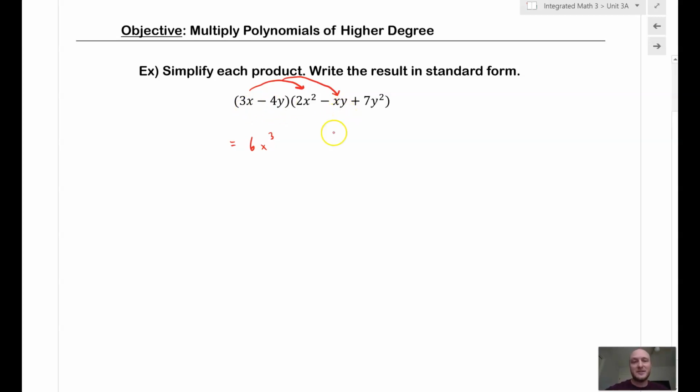3x times negative xy. That's going to be, so again, coefficient's 1. 3 times negative 1 is negative 3. x goes with x. That gives us x squared. And I just have a y. So I just tack on a y. Simple. It's easy. And okay, then 3x times 7y squared. This is a positive 21. I have an x and I have a y squared. Nothing to combine. So that's that.